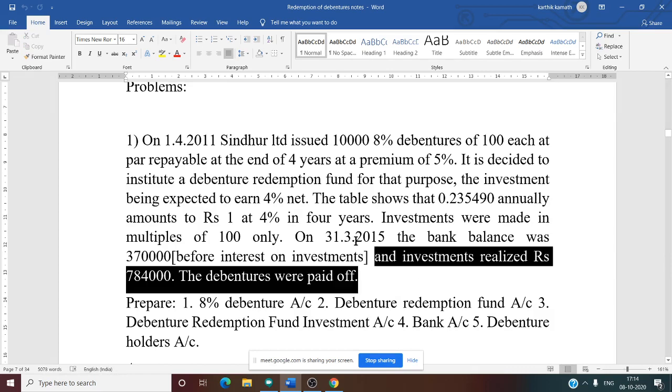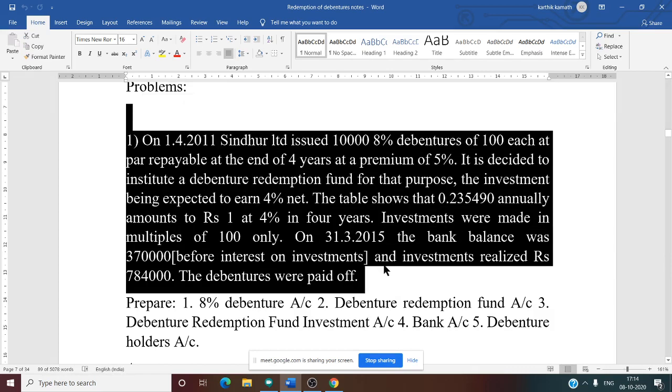It is decided to institute a debenture redemption fund for that purpose. So you need to create one sinking fund. The investment is expected to earn 4% net. So what do you mean by that? 4%, that is the rate of interest mentioned in the problem.